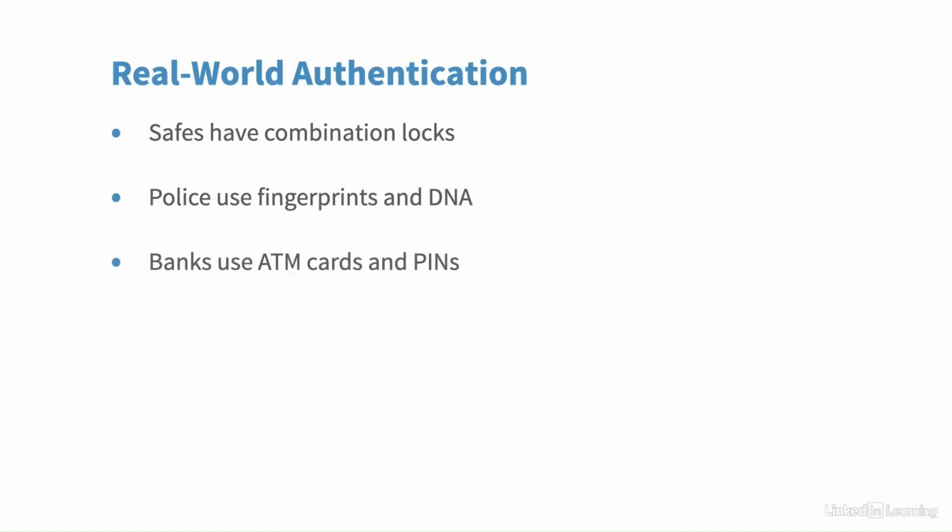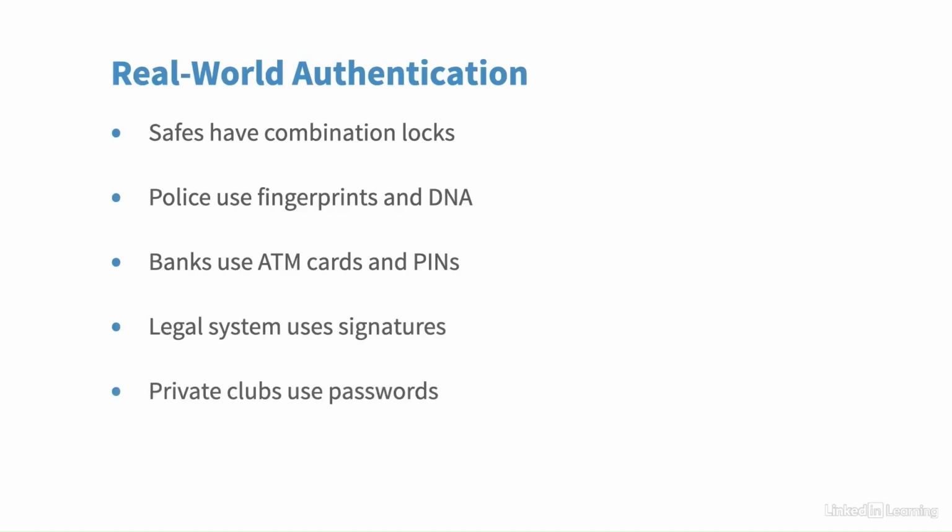Banks use ATM cards and PIN codes. The legal system uses signatures for contracts and loans. Private clubs might use a password in order to gain entrance. Do you see the different kinds of authentication factors at work?